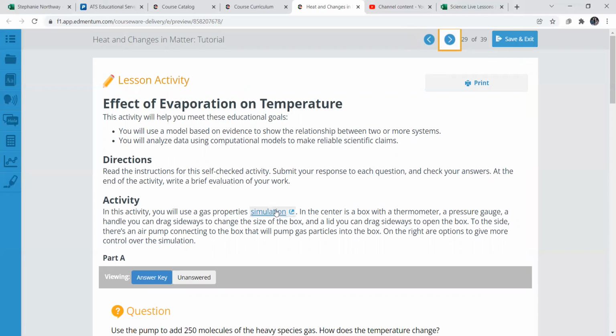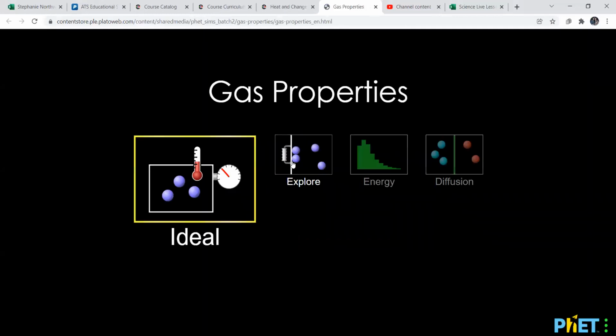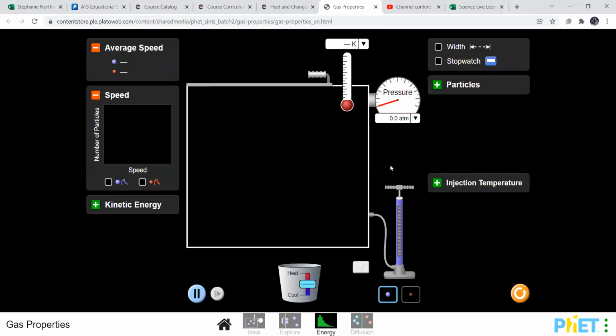And again, simulation, gas properties. This is in the last tutorial. It shows what's going on. So energy level, we can click on this one, what happens.